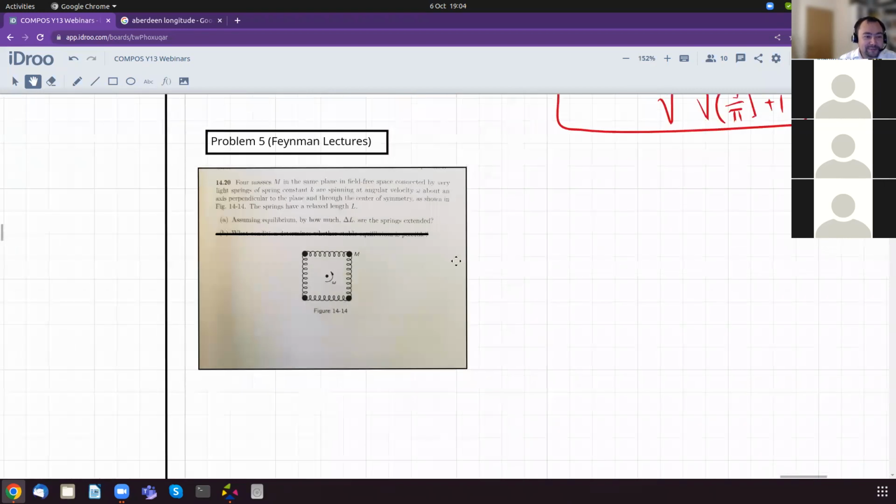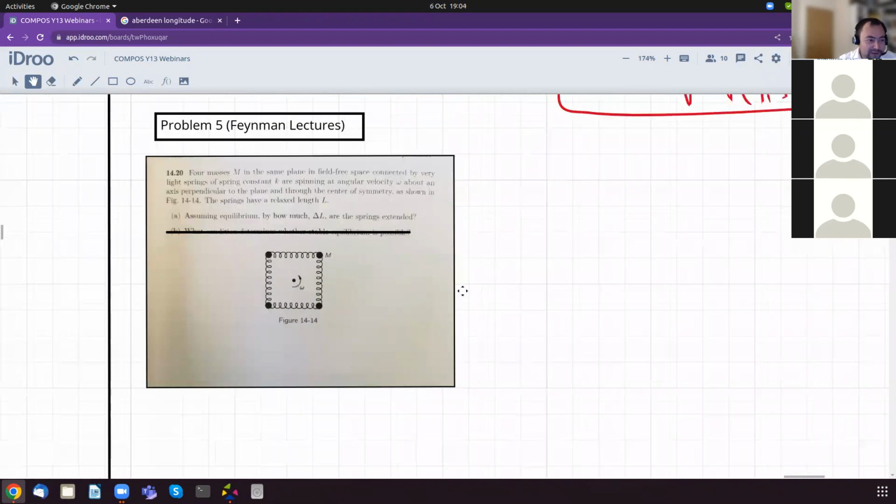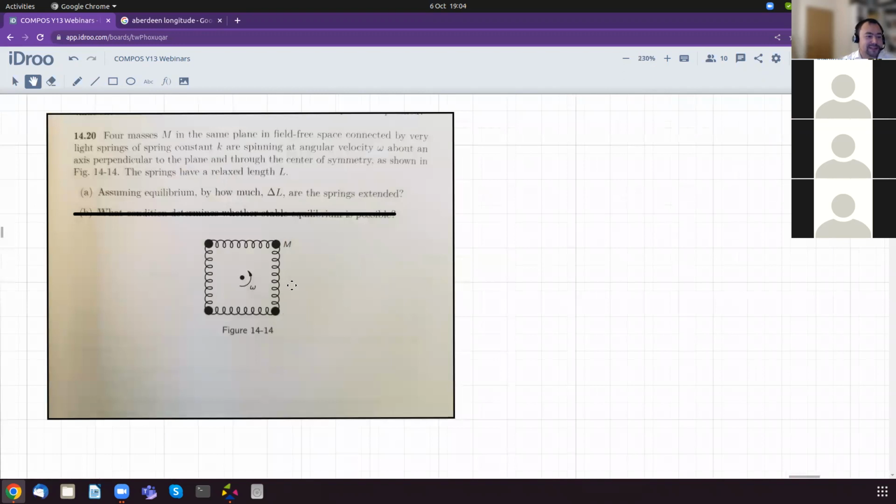Right, problem five is from the Feynman lectures as well. And it's actually a photograph. I was a bit lazy today.